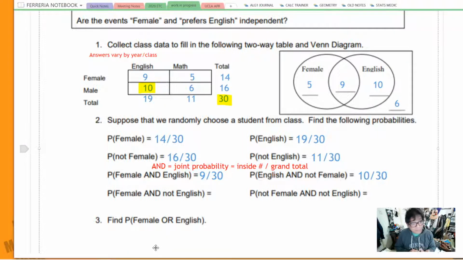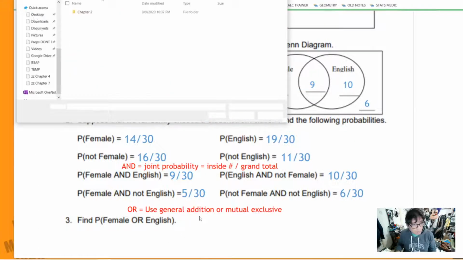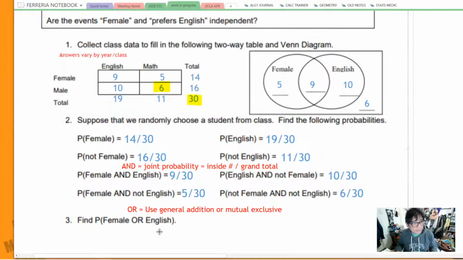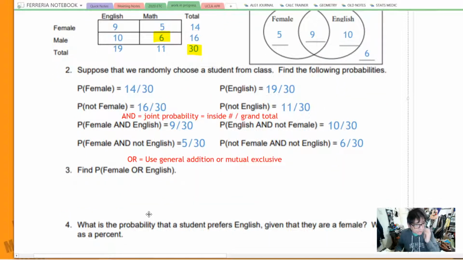The next one is female and not English. That's going to be 5 out of 30. Lastly, we have not female and not English. That's going to be male and math, and that is 6 out of 30. The last one here is or. It is female or English. So this uses the general addition rule or mutually exclusive addition.